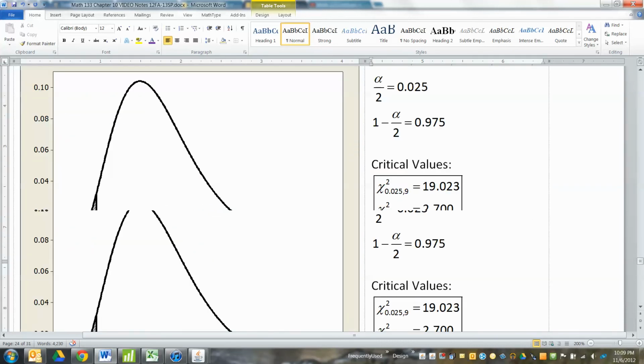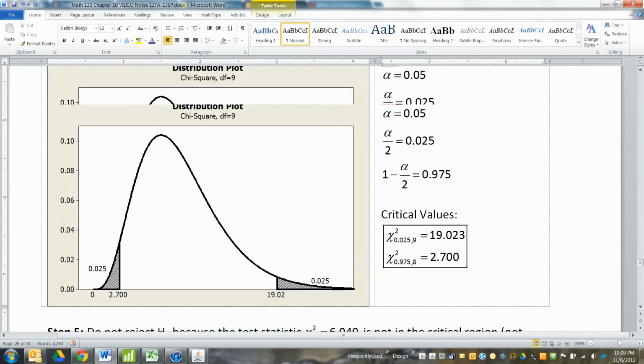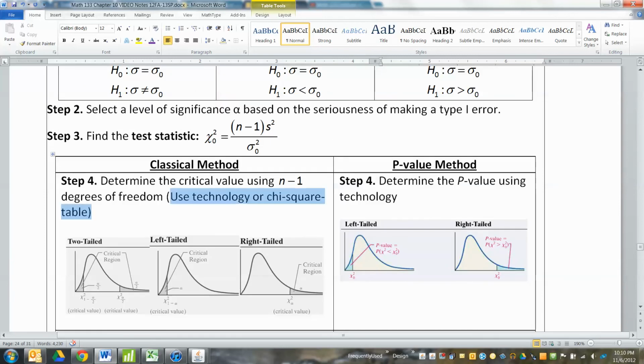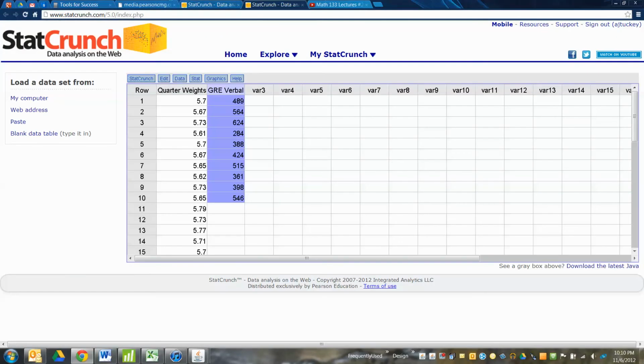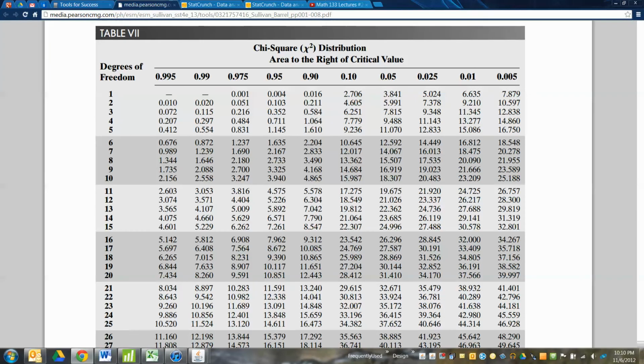So I need to figure out both of them. I figured out that alpha was 0.05, so alpha over 2 is 0.025, and 1 minus alpha over 2 is 0.975. Now, to get these values, either you're going to use technology or we're going to use the chi-square table. Let's go grab the table first just for the heck of it and see how it looks. The chi-square table is down here. We want the 0.025 column, and we want the 9th degree of freedom. So it's 19.023 right there. And then we want 0.975, and it's 2.7 right there.